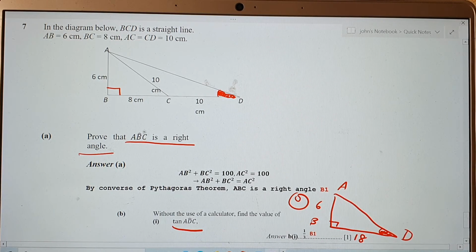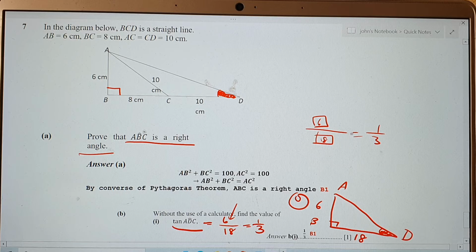Correct? Then I can find my tangent ADC already, because it is just opposite over adjacent. Don't leave your answer like that. In mathematics, we always reduce to the simplest form. If you don't know how to reduce to the simplest form, how? Press calculator. On your calculator, there's this function, right? You just press 6 over 18. You press equal. They will tell you it's 1/3. Finish. So that's how you do this particular question. Very easy. Now we go to the next one.